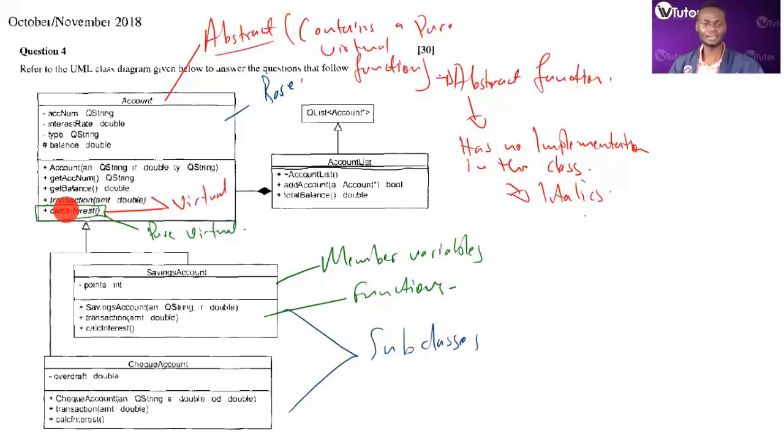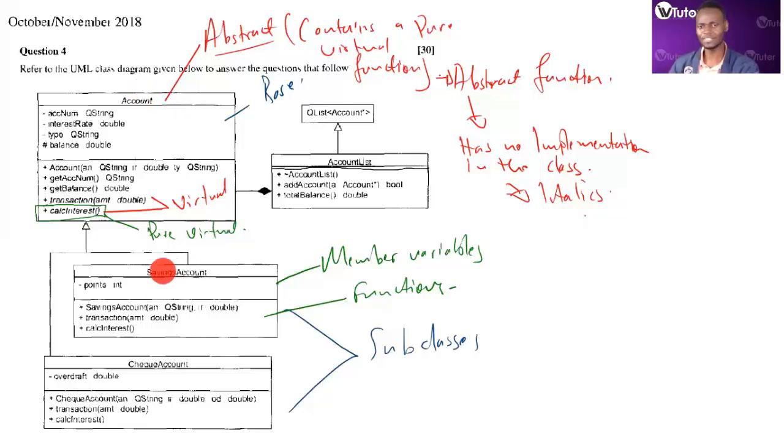You don't care when to make a function abstract and when not to make it abstract. That will never be a problem. You will never have to solve for that in this module. They give you the functions. Your job is to identify that this one is virtual, this one is pure virtual. And because I've got a pure virtual function in my class, therefore my class is abstract. That is why it's written in italics.